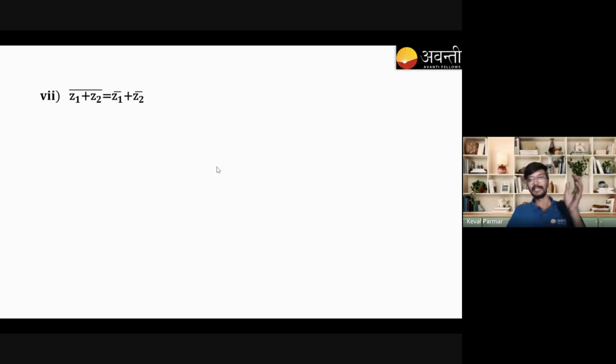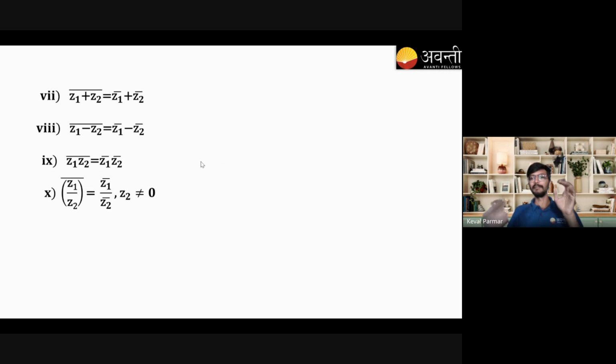We can take the conjugate of both of them, correct? And the same is for minus, the same is for multiplication, the same is for division. That means if we divide the complex numbers and then take the conjugate, it is as good as taking the conjugates and then dividing the complex numbers. Please, I'll repeat myself. If we divide the complex numbers and then take the conjugate, it is as good as taking the conjugates and then dividing the complex numbers.